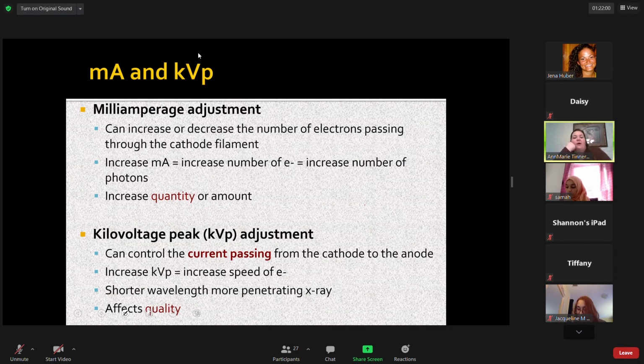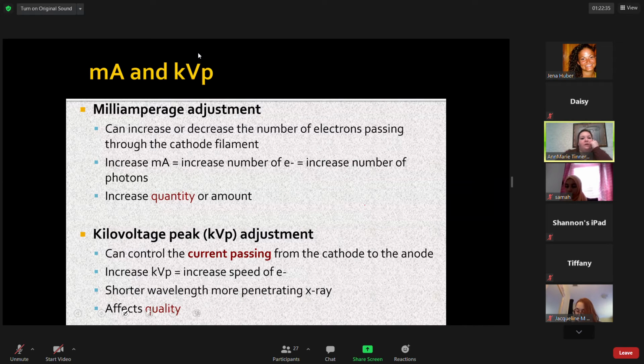All right, so MA and kVp. When you adjust your milliamperage, or MA, you can increase or decrease the number of electrons passing through the cathode filament. When you increase your MA, you increase the number of electrons, which also increases the number of photons, because your electrons are being converted to photons. So this is increasing the quantity. What is this also increasing? Heat. Good.